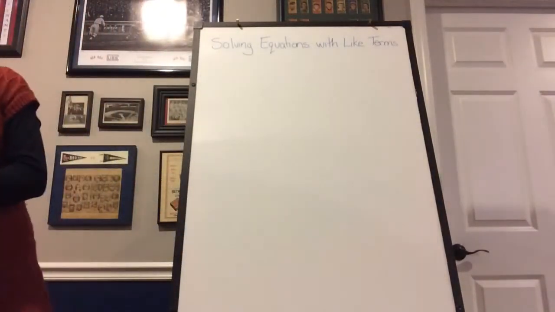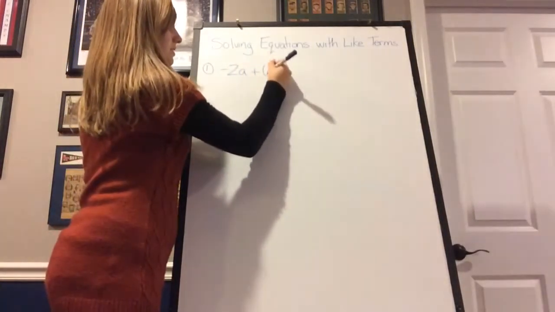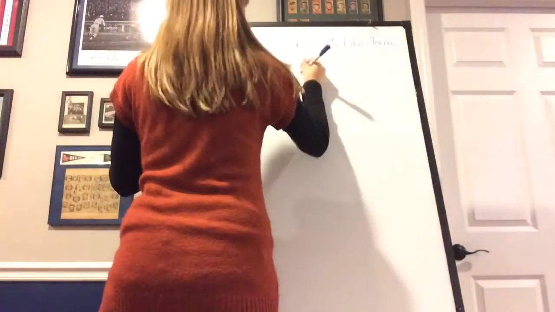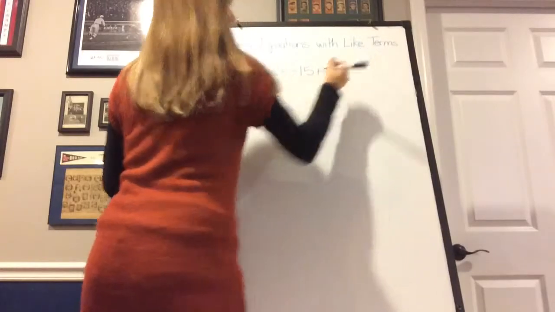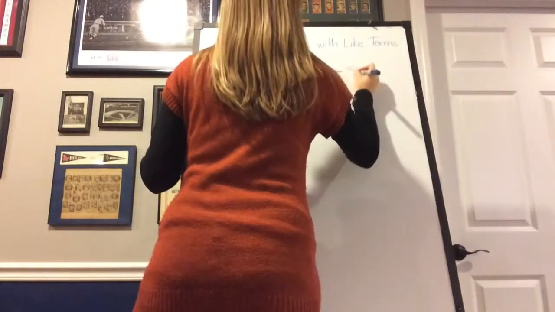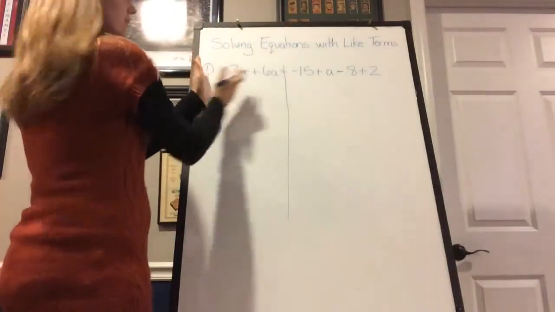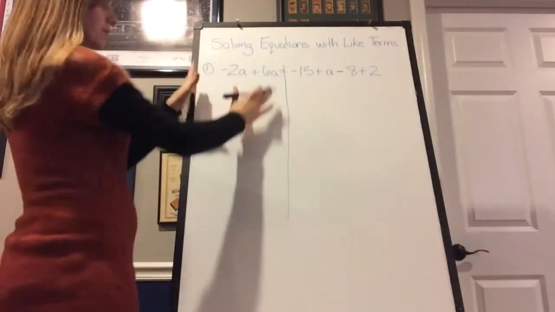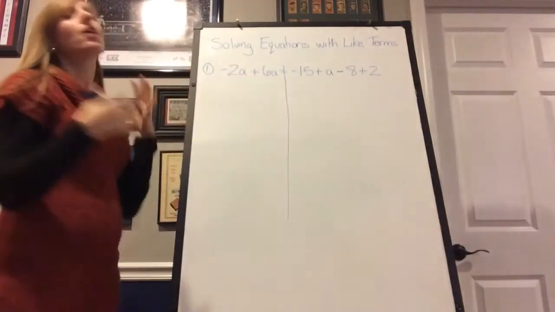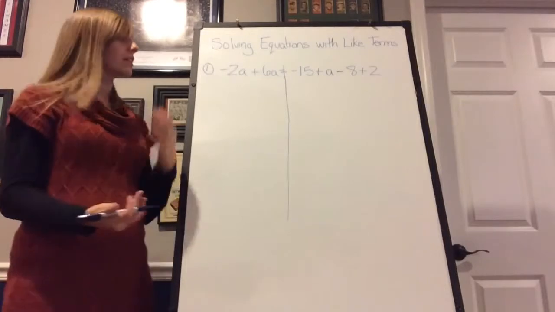So for problem number 1 on the video guide, we have negative 2a plus 6a equals negative 15 plus a minus 8 plus 2. Now, you will notice that we're going to start this out just one side at a time. We're going to start on the left-hand side. On the left-hand side, we have negative 2a and positive 6a. Those are what we call like terms. They have the same letter. So I can go ahead and combine those together.